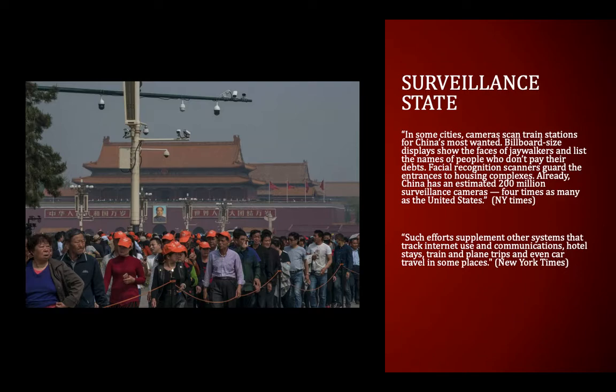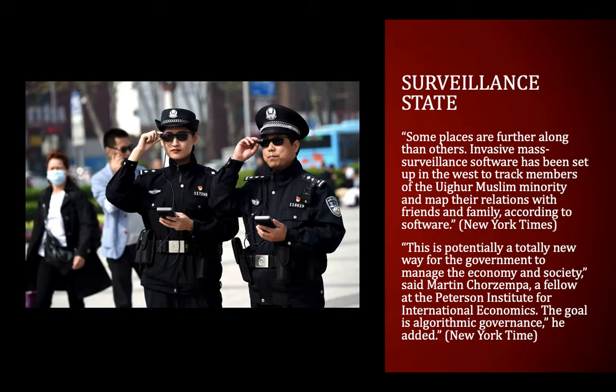So, China is a big surveillance state. They're using artificial intelligence in these cameras to pretty much track its citizens. Some places are further along than others. Invasive mass surveillance software has been set up in the West to track members of the Uyghur Muslim minority and map their relations with friends and family, according to the software.